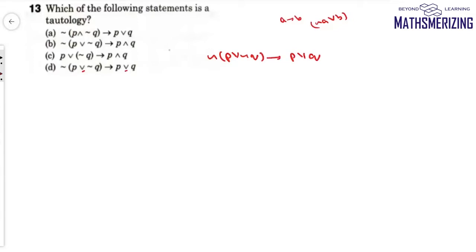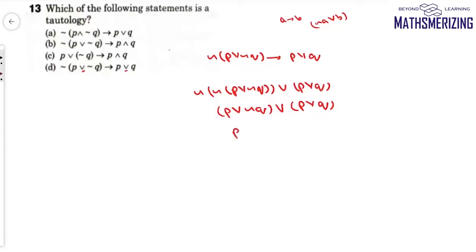Now A implies B is not A or B. So I write not of not P or not Q, or P or Q. Now not of not A is simply A. So this is P or not Q or P or Q. So I can write it as P or not Q or Q, and not Q or Q is simply true. So this is P or true, and which is simply true. So option number D itself is a tautology.